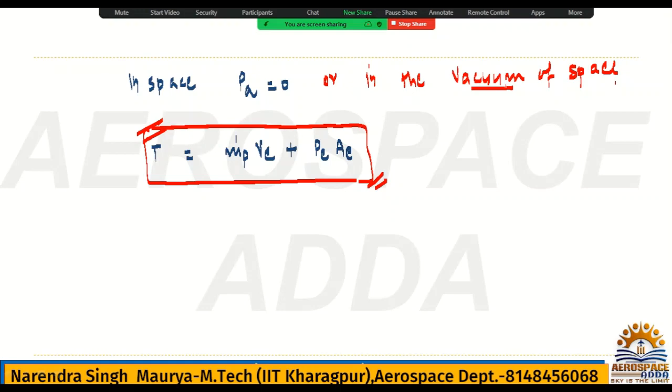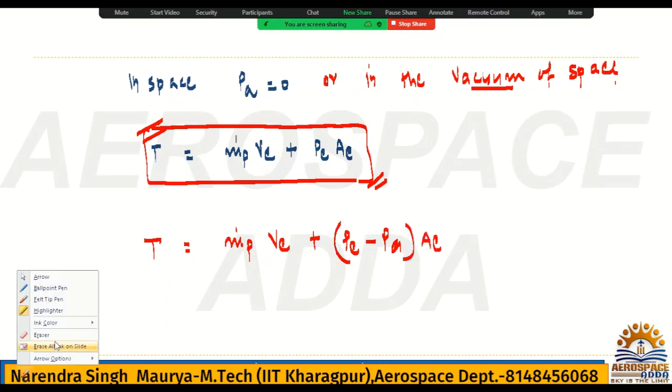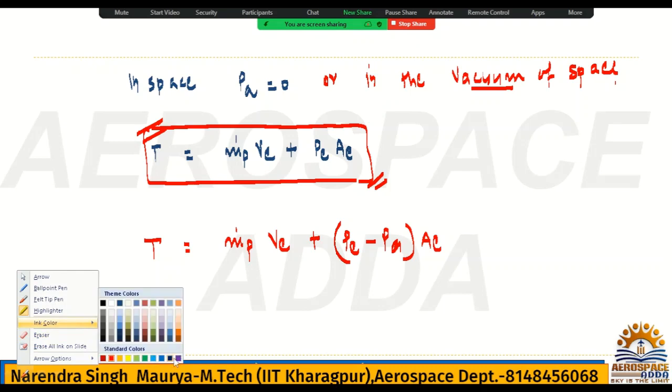Yes or no? If it is in atmosphere, PA is continuously decreasing. So as a result, the thrust increases with the altitude. How? You just write the formula, then you will understand the actual thrust formula: m dot p VE plus PE minus PA. This was the formula. Relate now.